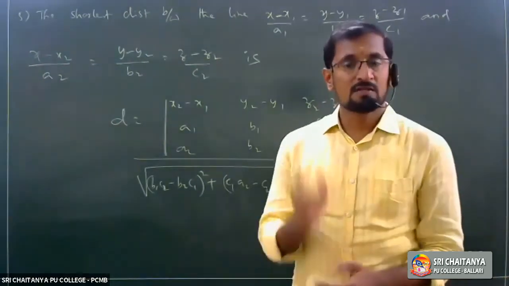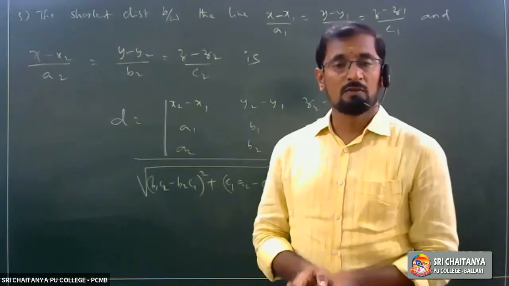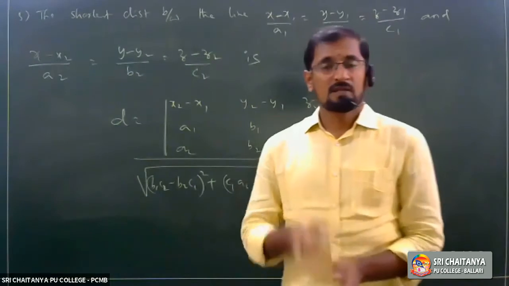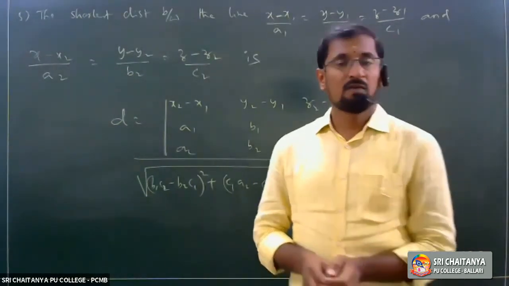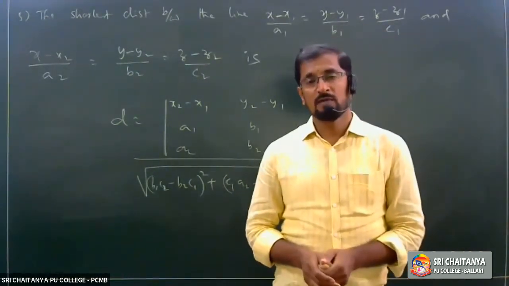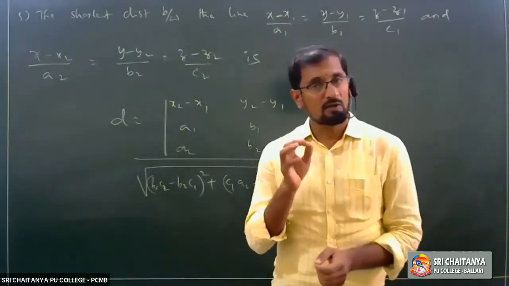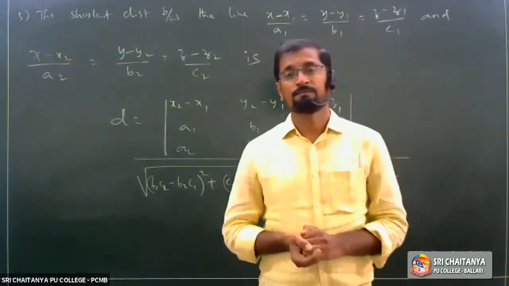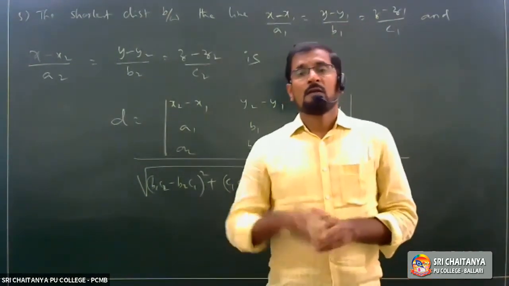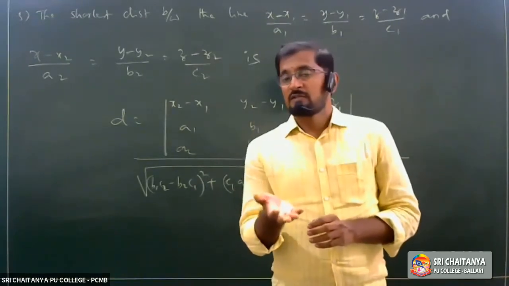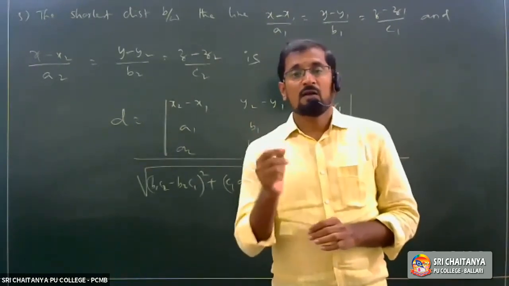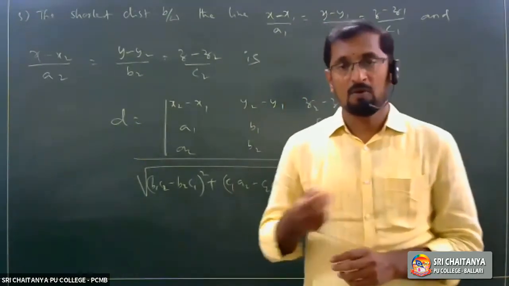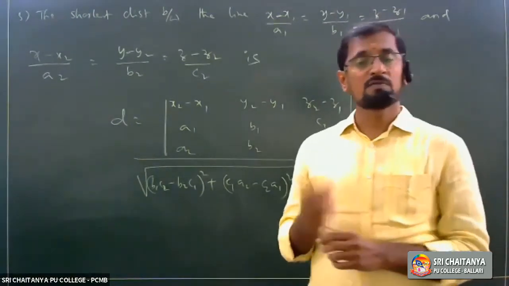The shortest distance between two skew lines, R bar equals A1 bar plus lambda B1 bar, and R bar equals A2 bar plus mu B2 bar, which are in vector form, is D equals B1 cross B2 bar dot A2 bar minus A1 bar upon mod B1 cross B2.